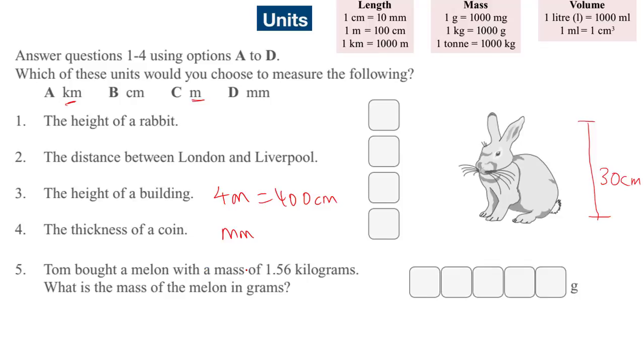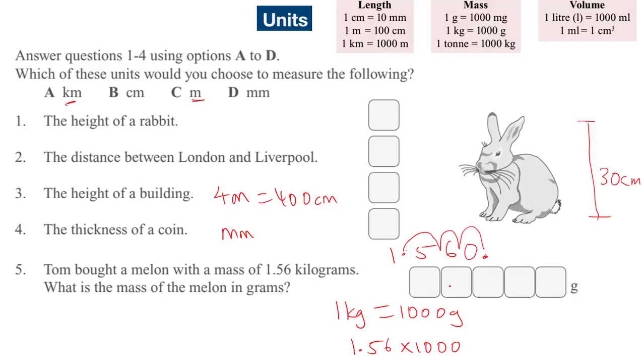Now, Tom bought a melon with a mass of 1.56 kilograms. What is the mass of the melon in grams? Number one, you need to know what 1 kilogram is, and we say that 1 kilogram is 1,000 grams. So if I want to change from kilograms to grams, I times by 1,000, correct? So I'm going to do 1.56 times 1,000. When you times by 1,000, you have to move the decimal point 3 times because there are 3 zeros. So that's 1, 2, and 3. You need to put a 0 in this space here, and the decimal point is not there anymore. So your answer is 1,560 grams.